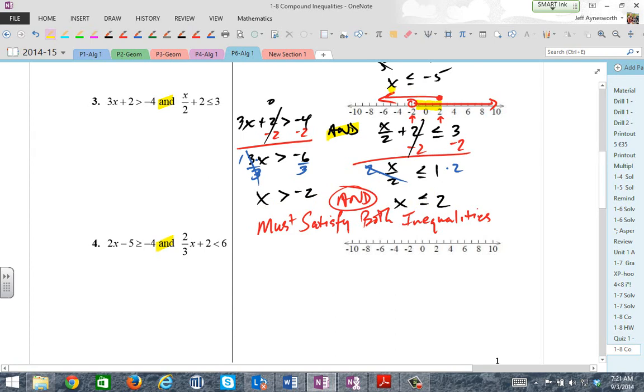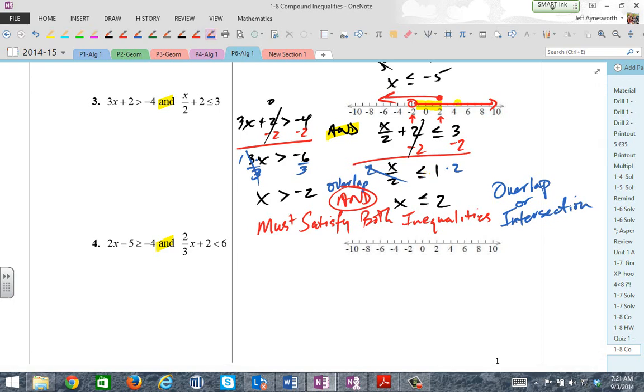So let me write that down here. This is the overlap, or the correct word is actually the intersection. So the overlap or intersection is the solution set, because only the overlap is where you satisfy both inequalities. So in blue now, my solution set is from -2 to 2, and all numbers in between, including 2, but not -2 because it's open there. This right here is my solution set.